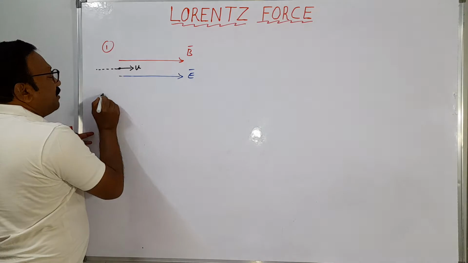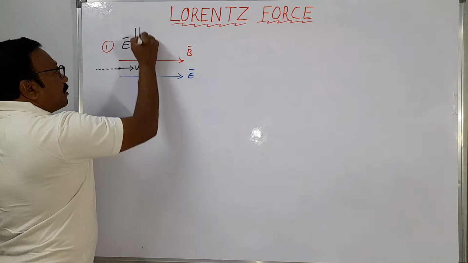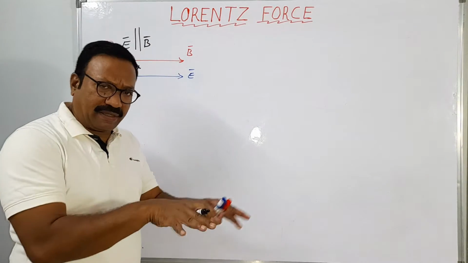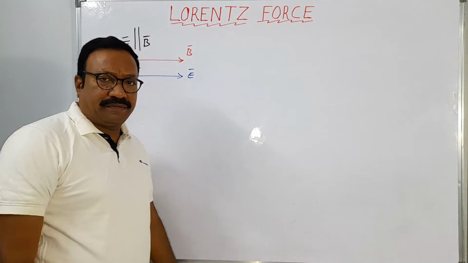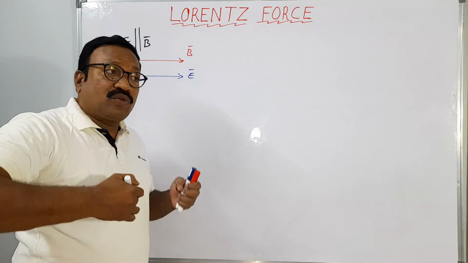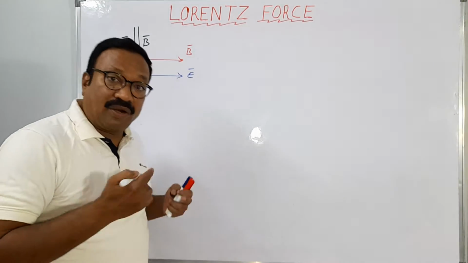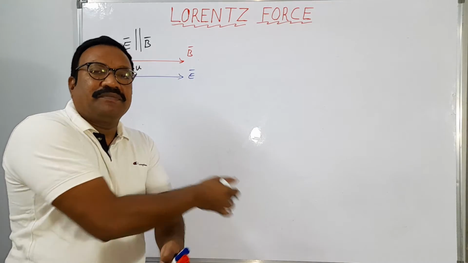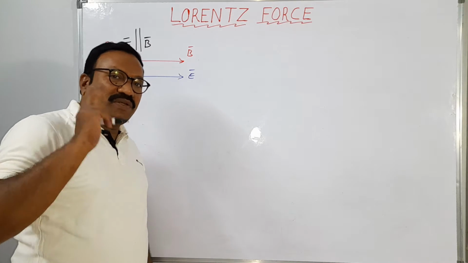So in this case I am taking E bar parallel to B bar. Both fields are there in that region, but both electric and magnetic fields are parallel to each other. Then there will be so many complications in this discussion also. If E bar and B bar are at some angle theta, the discussion will go in a different manner. But we will discuss only two cases.